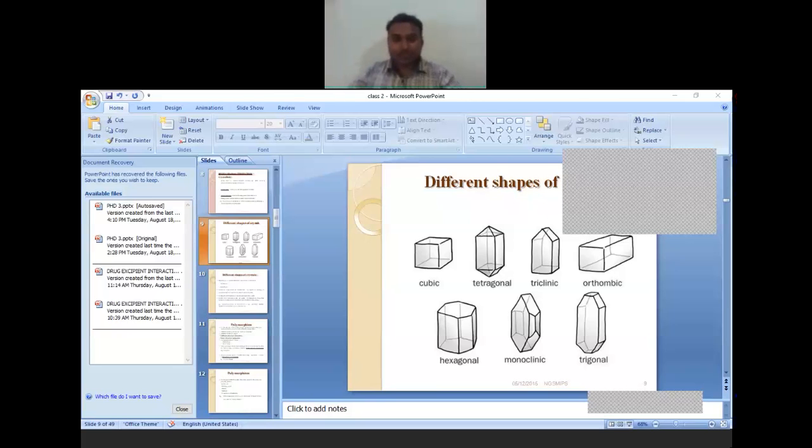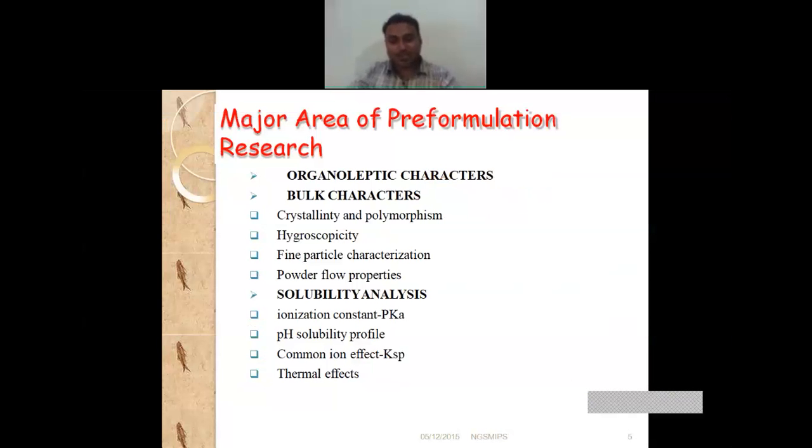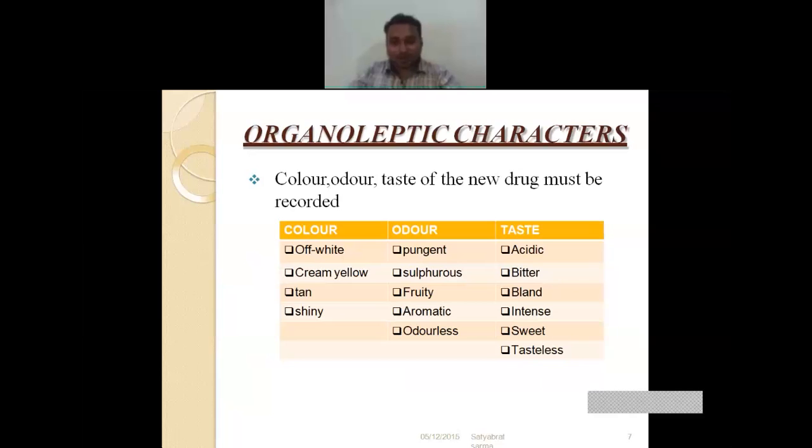Previous class I was just discussing only the parts of your preformulation studies. Okay, that is physical characteristics and chemical characteristics. So in today's class, I am discussing the physical characteristics. Okay, first one is the organoleptic characters. So what do you mean by organoleptic characters? Do you have any idea? Characters which can be felt by our organs.